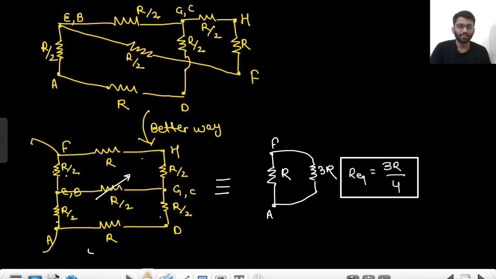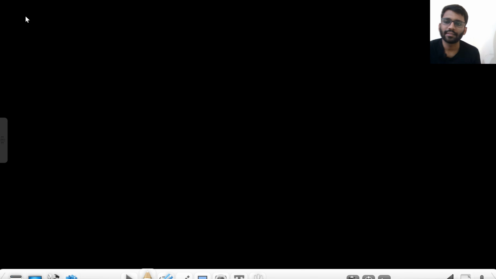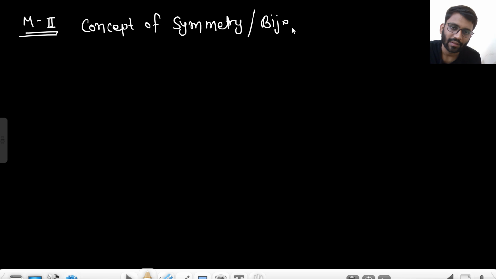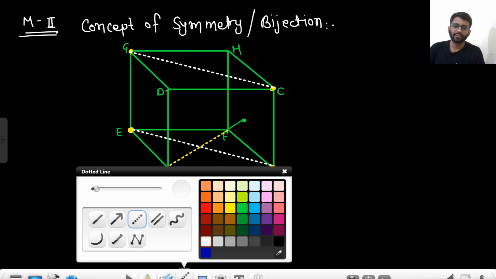Now method 2, because I told you that I will solve it with both of the methods, that is concept of symmetry, or concept of bisection. Okay, let's just copy that circuit here. So this is our circuit. Now this is the axis along which we have to cut. This is the axis along which we have to cut, and we will cut it like this, right?